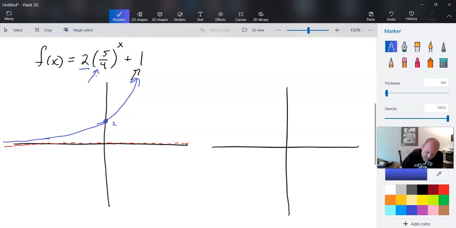But now we have to add 1 to it. Well, if we add 1 to every value, it's going to shift everybody up exactly 1. We don't have to map out every single point. We just have to map out the main points. So the asymptote now shifts up 1 also. So this asymptote is now at 1, so this is y equals 1. And this was 2 units above the asymptote. So you're counting how many units above the asymptote it is, and you're just keeping that rigid. So now instead of at 2, this intercept is at 3, and it keeps its same shape.